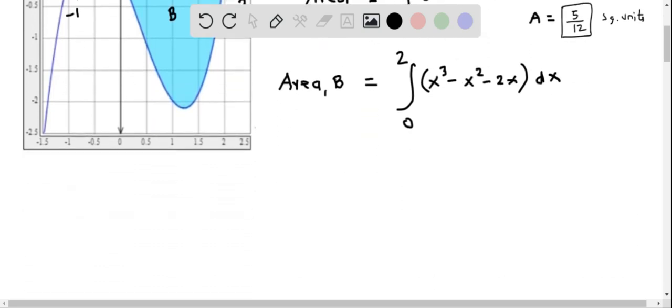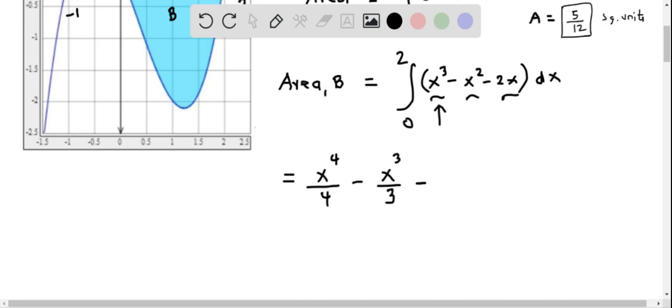Once again, we can use the power rule of integration to integrate each of these terms. Here I'm going to directly apply this power rule. So when we integrate x cubed, we will get x raised to the power of 3 plus 1, which is 4, divided by 4, minus, and once again this is going to be x raised to the power of 2 plus 1, which is 3, over 3.